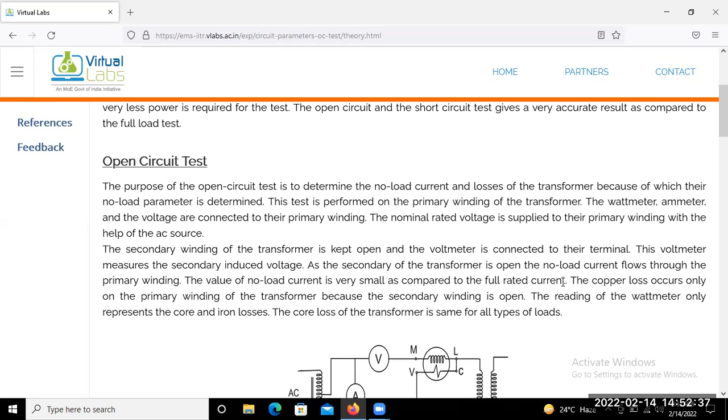Okay, so the copper loss occurs only in the primary winding of the transformer, because the secondary winding is open. The reading of the wattmeter only represents the core loss, the iron loss. Okay, the core loss of the transformer is the same for all types of load. It does not depend on the load in the transformer. So it doesn't matter whether it is full load or no load. Core loss is the same for all loads of the transformer.